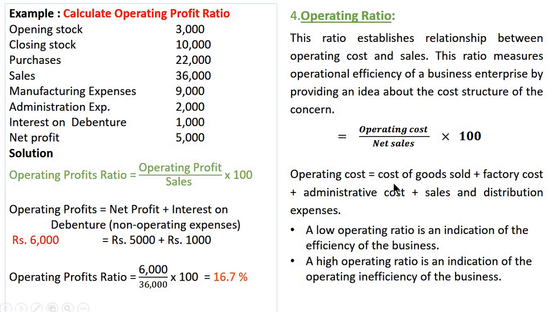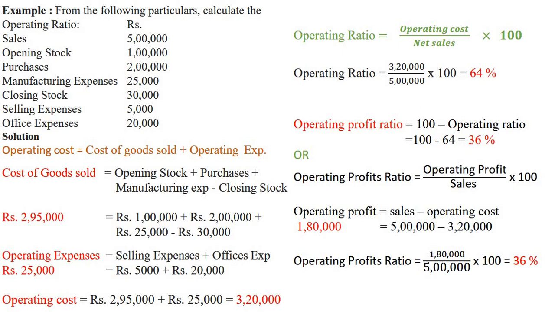And the operating cost is ascertained cost of goods sold plus operating expenses like factory cost, administrative cost, sales and distribution expenses. A low operating ratio is an indication of efficiency of the business. A high operating ratio is an indication of the operating inefficiency of the business. Let us see the examples to understand operating ratio.